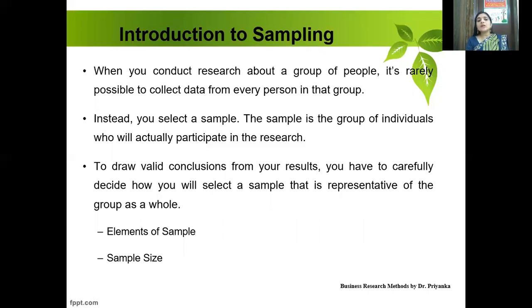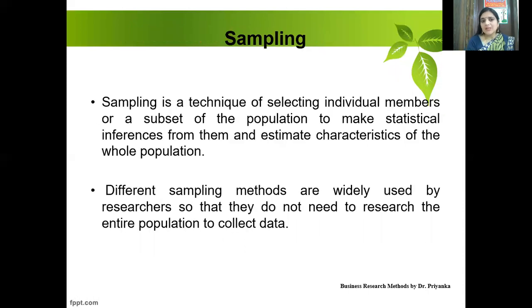Introduction to sampling. When you conduct research about a group of people, before that, let us study what sampling is. Sampling is a technique of selecting individual members or a subset of the population to make statistical inferences from them and estimate characteristics of the whole population. Basically, in sampling you are trying to take one part of the population. For example, your population consists of 1000 people, and you choose 100 people as your sample, do the survey on those 100 people, and draw inferences about those 1000 people after interviewing only these 100 people. So this is how a sample works.